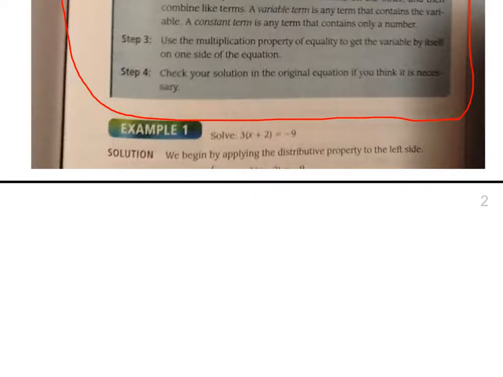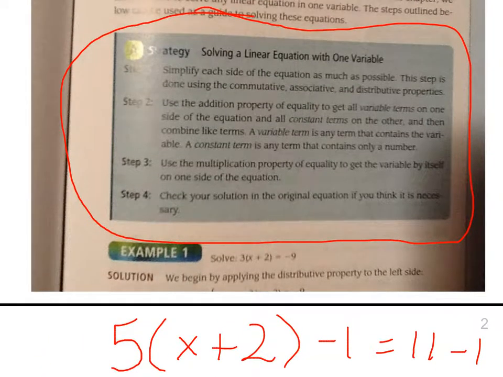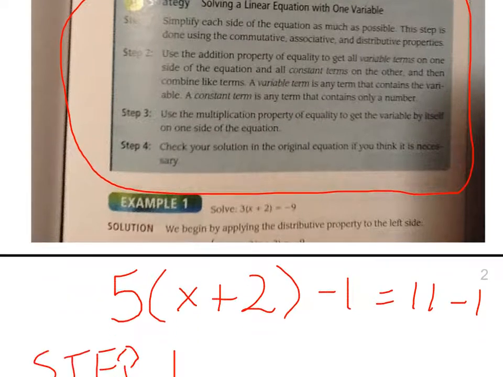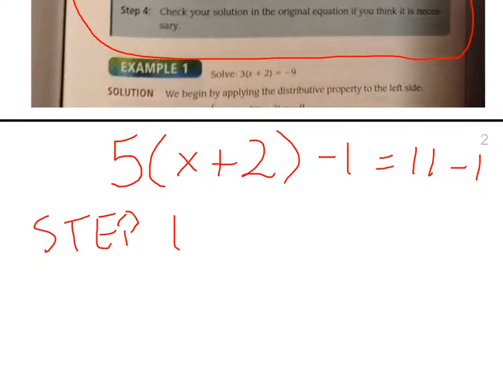Alright, so the problem we'll be looking at is 5 times (x plus 2) minus 1 equals 11 minus 1. I want to focus on what's step 1 always. So let's go back up. We see step 1 is to use the commutative, associative, and distributive properties. Basically, we're going to be using our distributive property and combining all our like terms.